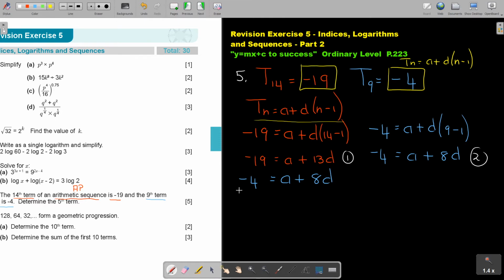Okay, and then I'm just saying, oh, but this will be 2a. So I must go and I must change this a little bit. Let's multiply with a negative because I just want it negative. So if I do that, then I'm going to get 4 is equal to negative a, minus 8d. Okay, that's still equation 1. Just change it a little bit. And then let's write equation 2 again. And negative 19 equals a plus 13d.